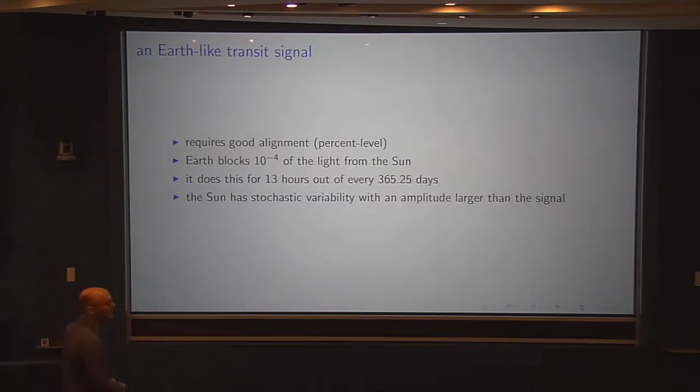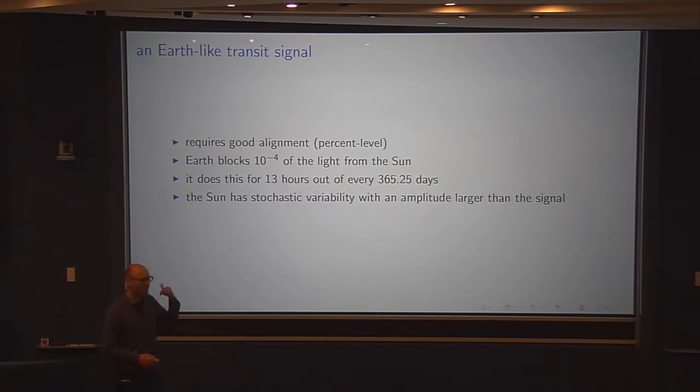In order to get some kind of transiting signal, you need very good alignment. You need to get lucky. And that means there are many biases in what we get. We don't observe a fair census of exoplanets. We observe a very unfair census of exoplanets. And it's very hard to find the Earth.